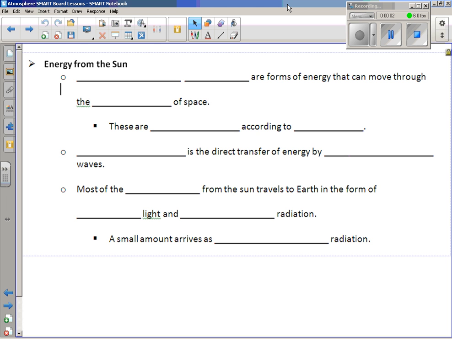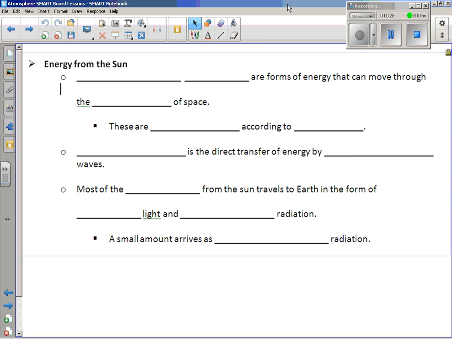Okay, this is part 3 of our atmosphere series. First part was talking about the composition of the atmosphere. The second part was completing your layers of the atmosphere flipbook. And this is our third part, talking about energy in the atmosphere, where it comes from, and how it works, how the greenhouse gases then can contribute to something called global warming, which is what we'll be talking about today.